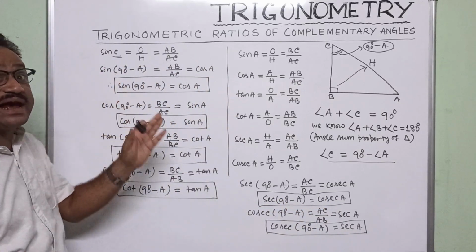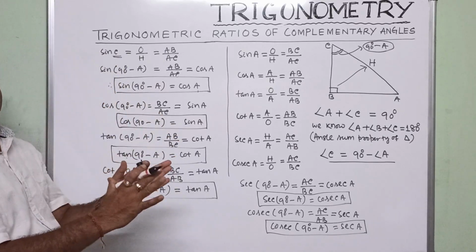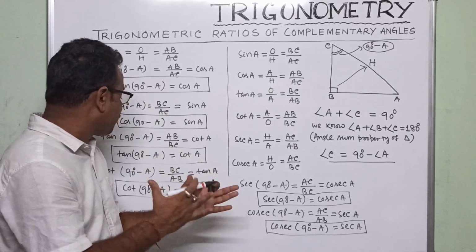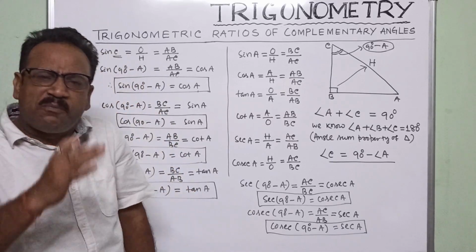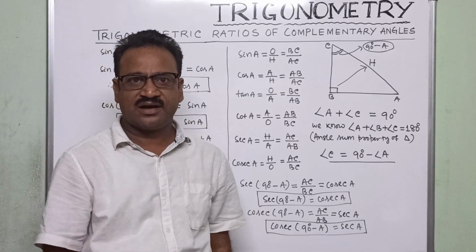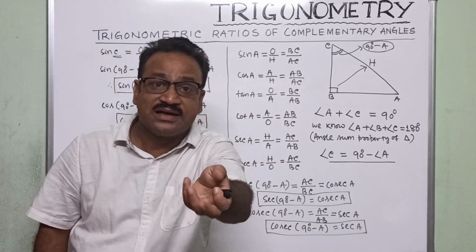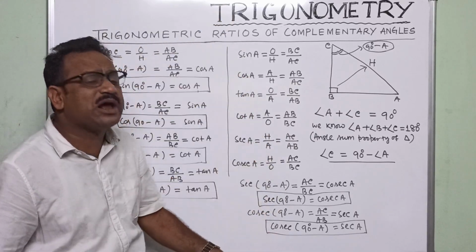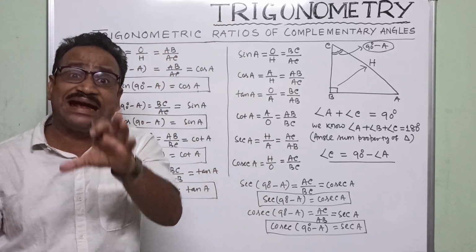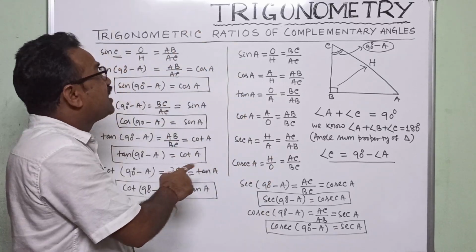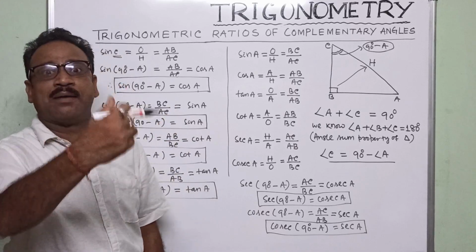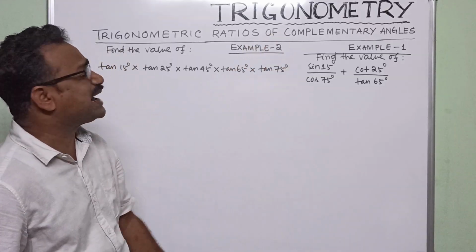So the complement of sin is cos. Complement of cos is sin. Complement of tan is cot. Complement of cot is tan. Complement of sec is cosec. Complement of cosec is sec. So how are we finding the complementary angles in the case of these trigonometric ratios? We will discuss it in detail by taking some examples. Now move on to the examples.